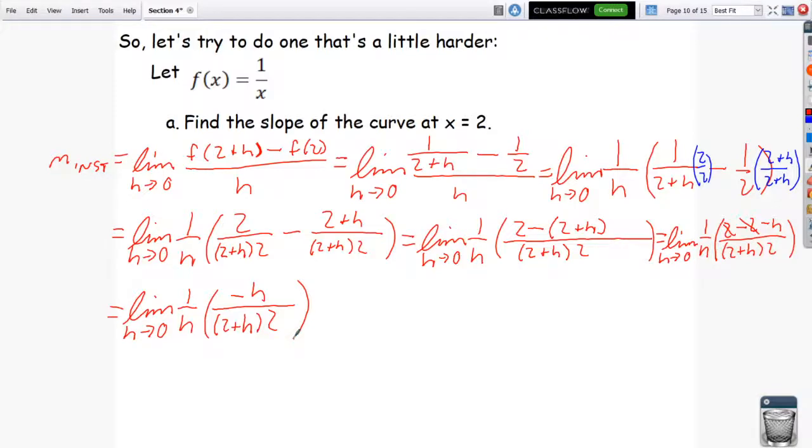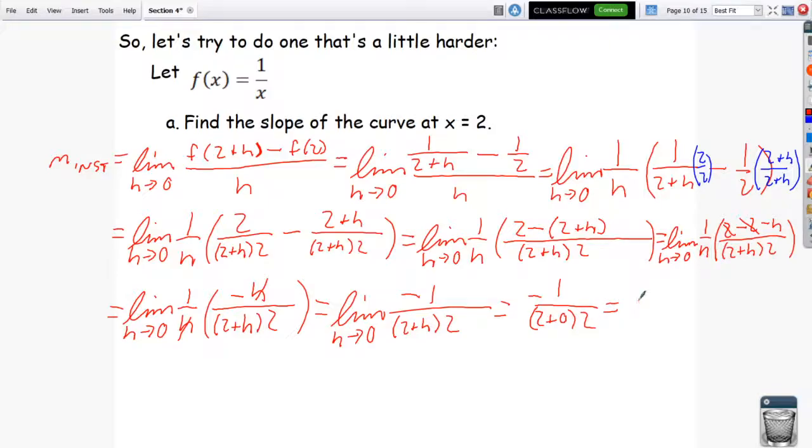Now I look for other stuff that I can cross off. Well, I got an h and I got an h. I'm left with limit as h approaches 0 of 1 times negative gives me negative 1 up top over 2 plus h times 2. Well, I no longer have h's in the top, so I know I'm not going to get 0 over 0. Let's d-sub this bad boy. We get negative 1 over 2 plus 0 times 2. 2 times 2, negative 1 quarter.